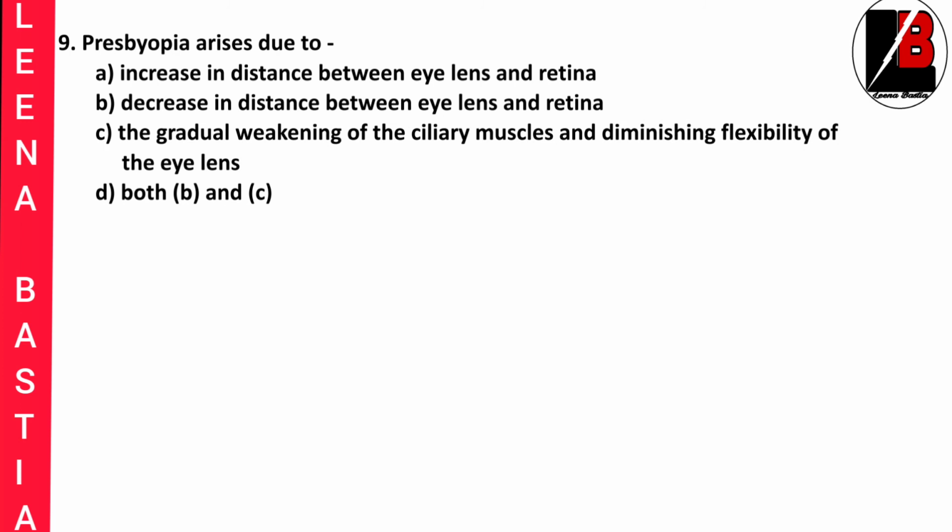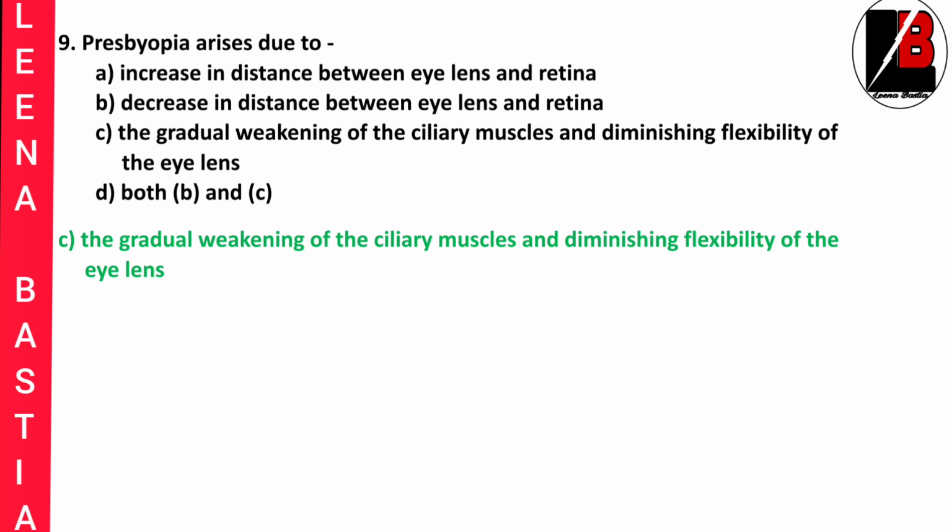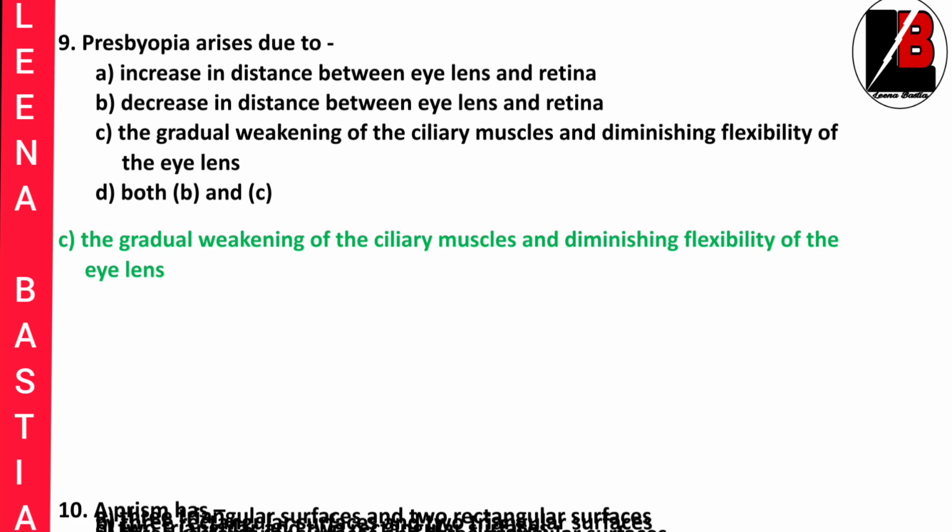Question number 9. Presbyopia arises due to A. Increase in distance between eye lens and retina. B. Decrease in distance between eye lens and retina. C. The gradual weakening of ciliary muscles and diminishing flexibility of the eye lens. D. Both B and C. So what will be the answer? Clearly it is the weakening of the ciliary muscle, isn't it? So it is option C, the gradual weakening of the ciliary muscles and diminishing flexibility of the eye lens. Let us move on to the next question.